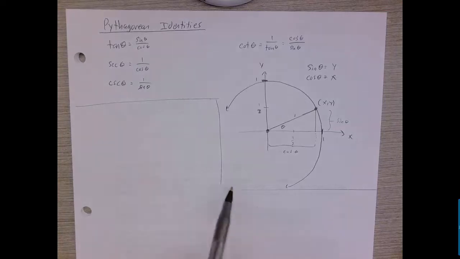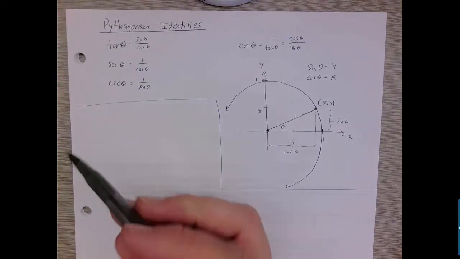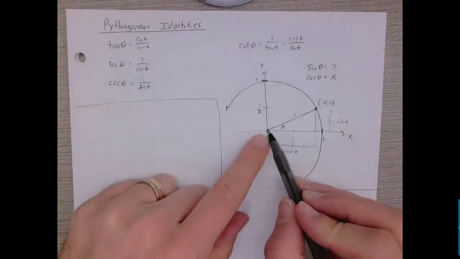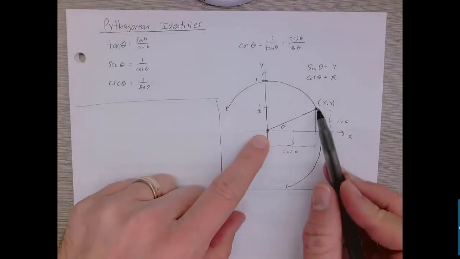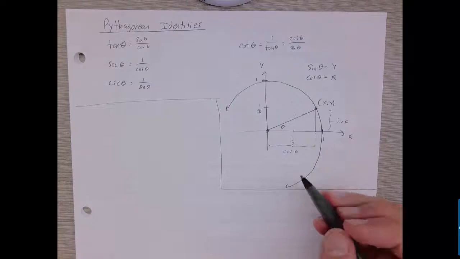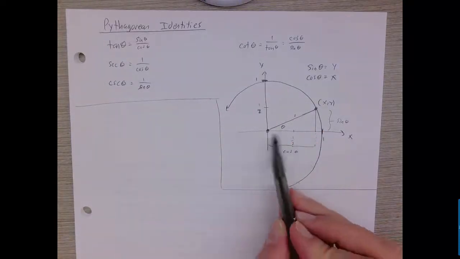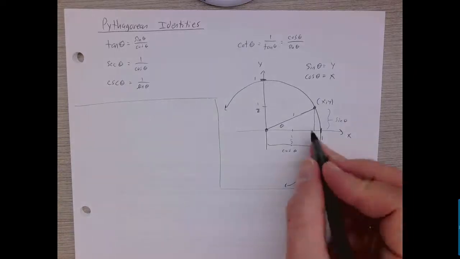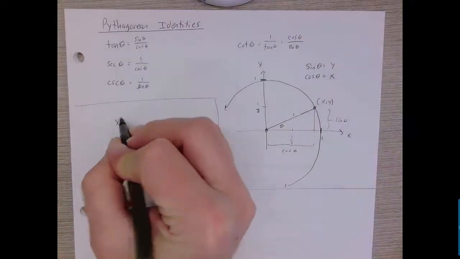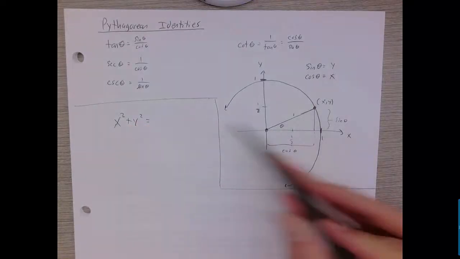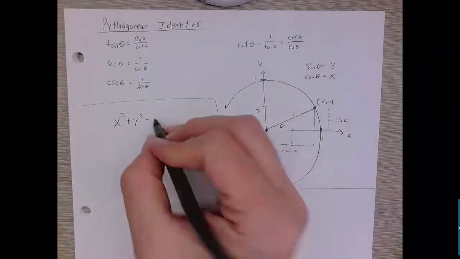So what is this Pythagorean identity, you ask? It's really just the Pythagorean theorem rewritten using trig functions. So what's the Pythagorean theorem say? It says this side length squared plus this side length squared is the hypotenuse squared. But if we're talking about the unit circle here, let's write it in terms of x and y first. So we've got x squared plus y squared equals the hypotenuse squared, but the hypotenuse here is just 1.